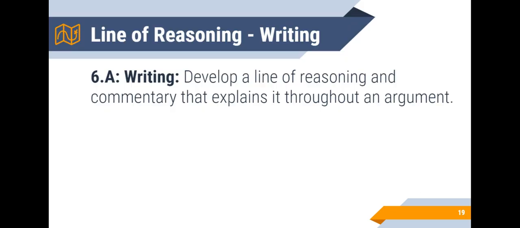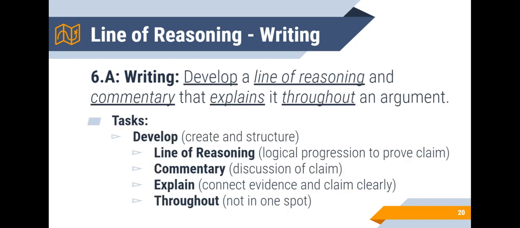We're going to be focusing on two skills today, 6A and 6C. And the first one of these, for line of reasoning, is skill 6.A. This says we want to develop a line of reasoning and commentary that explains it throughout an argument. And we'll talk about what this "it" is in a moment.